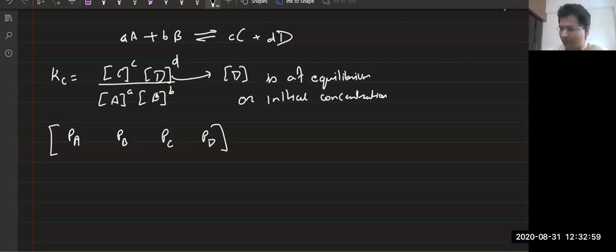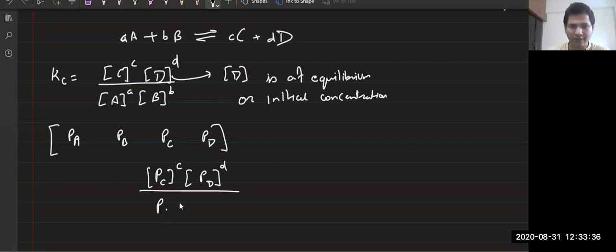Now just think about this. Instead of taking active mass as concentration, I'm taking partial pressure. I hope all of you remember partial pressure. So can I write like this? Partial pressure of C to the power c into partial pressure of D to the power d, divided by partial pressure of A to the power a into partial pressure of B to the power b. Can I write like this? Yes or no?